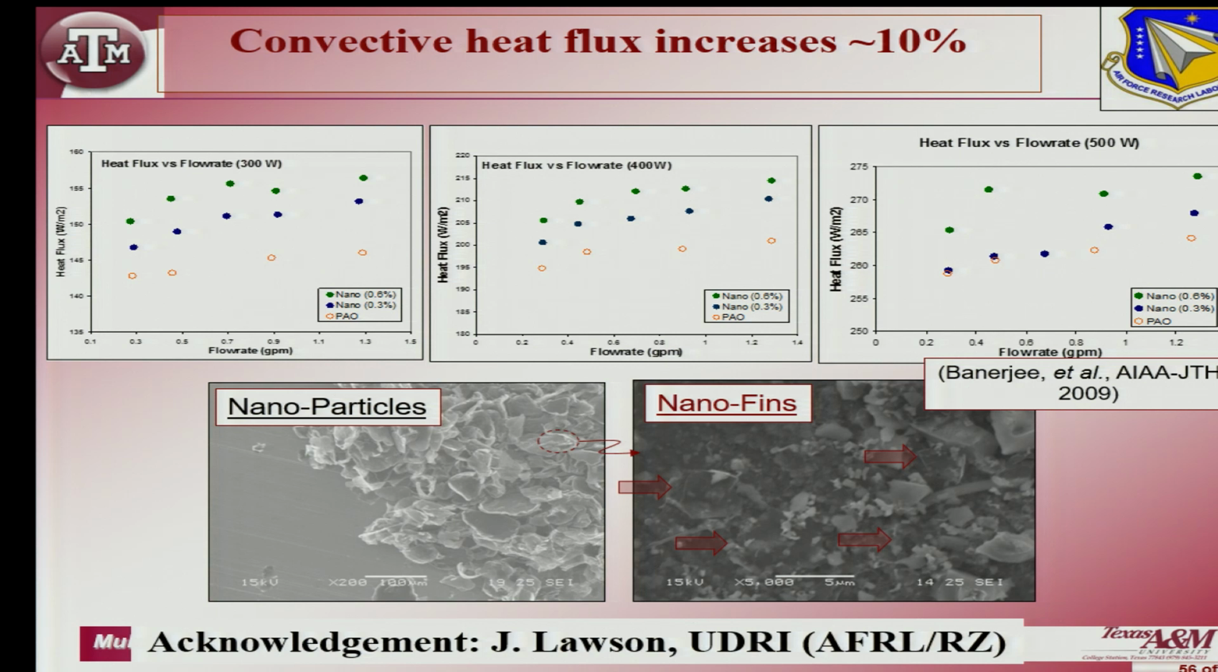This is my heat flux plotted as a function of flow rate. The red circles that you see are pure oil. Okay. Then I put about 0.3% by mass of graphite nanoparticles, that is the blue dots, and then I put 0.6% by mass of graphite particles, that is the green dots. Okay. And I see about a 10% increase in the heat flux and the convective heat transfer coefficient, nothing new. 100 people before us had done the same experiment, they had gotten very similar data.